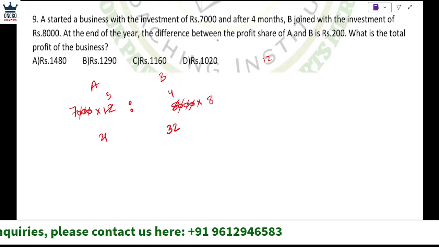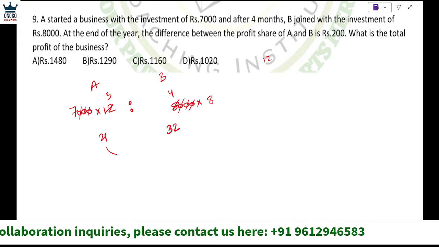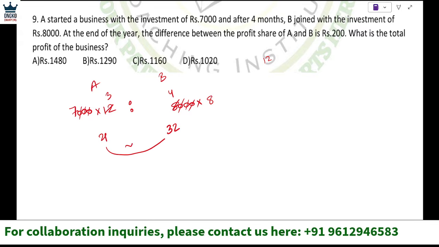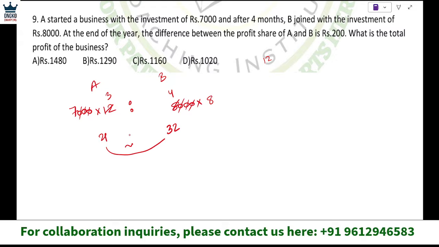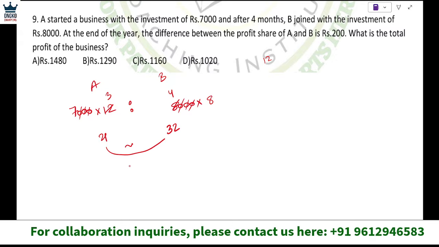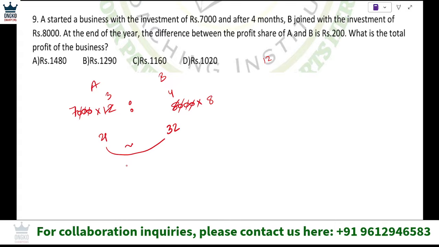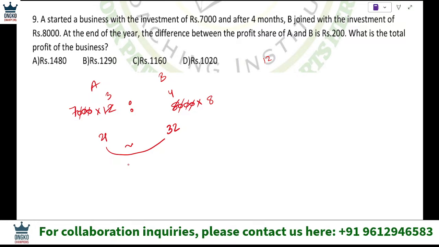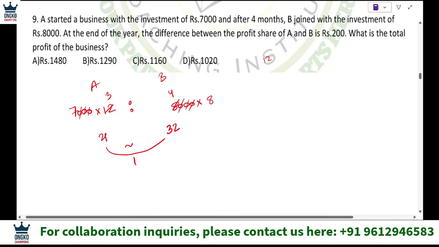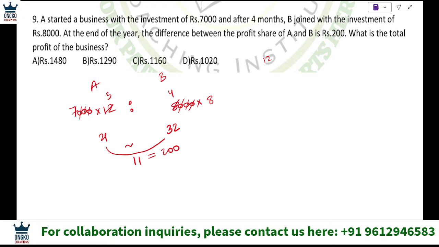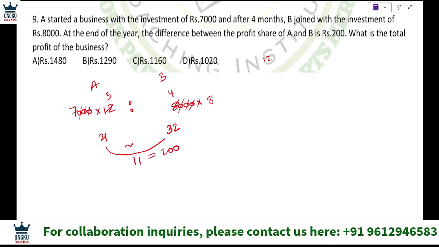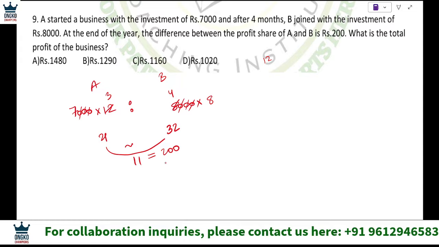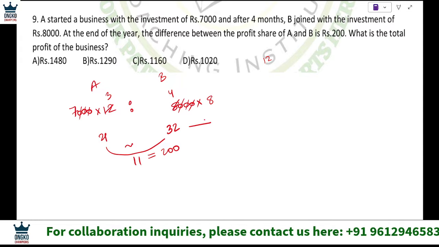As per the question, the difference between the profit share. The profit share is in the ratio of the money. So what is the difference? Subtracting, this will give us 11. So this 11 is equal to 200 rupees. So what will the total profit share be?